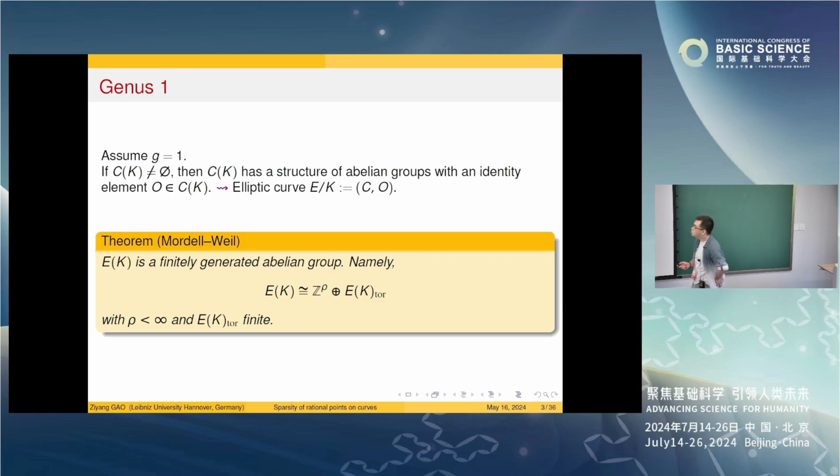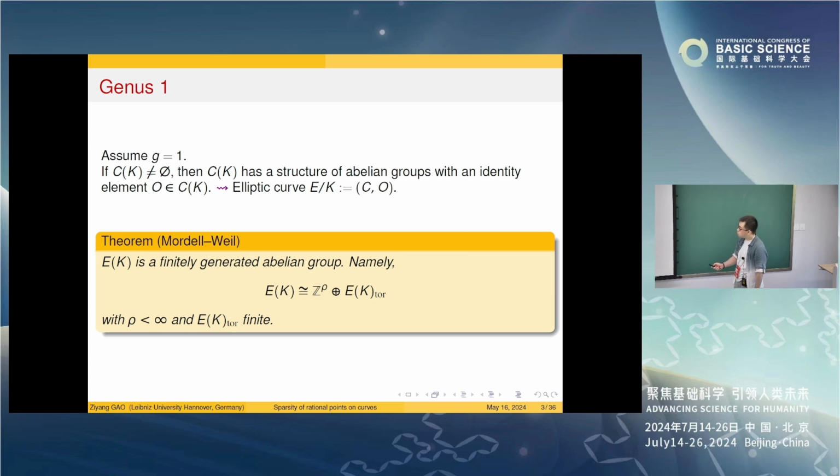And when g equals 1, already the situation gets a lot more interesting. Assume that we have at least one rational point. Then C(K) has an extra structure. It is an abelian group with an identity element O, which is a rational point. So this pair of a curve of genus 1 over K and this distinguished element O is called an elliptic curve E over K.